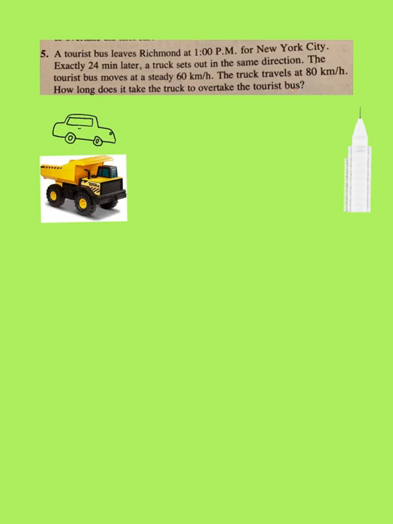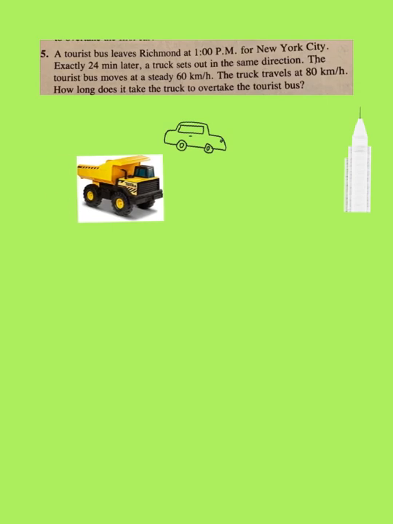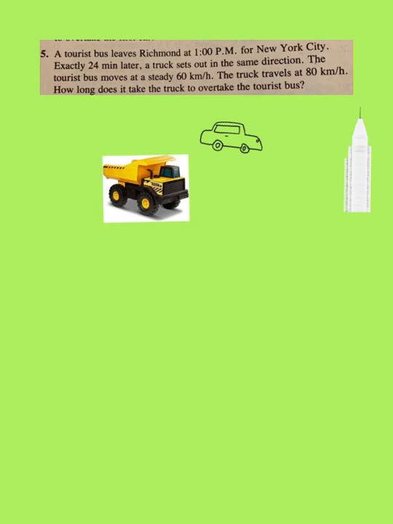All right, so this is what's happening in the problem. The tourist bus leaves first, and it's traveling. 24 minutes later, the truck begins to move in the same direction. And the bus is still moving. But eventually, since the truck is traveling at a faster rate, it's going to catch up to the bus. And the question is, how long does that take to happen?